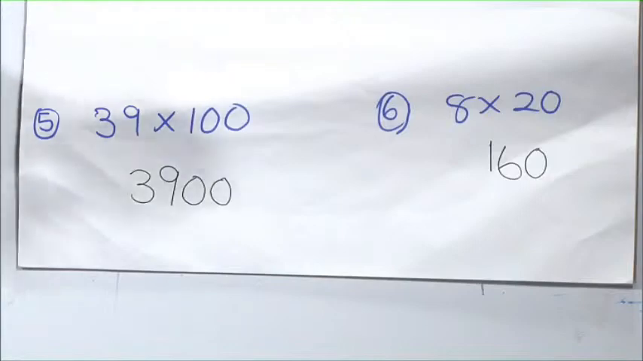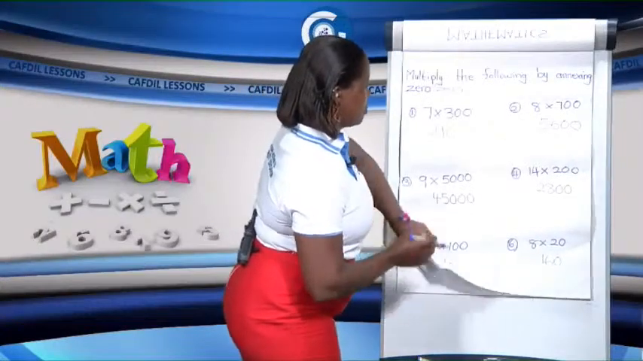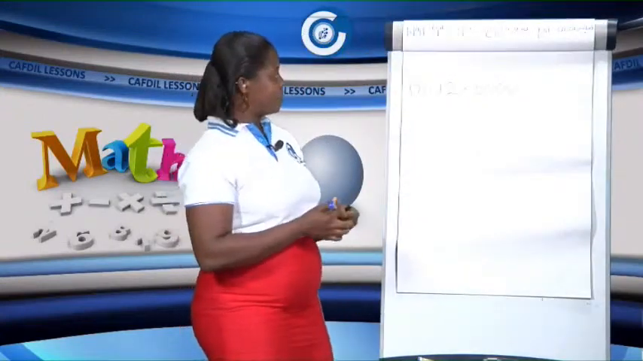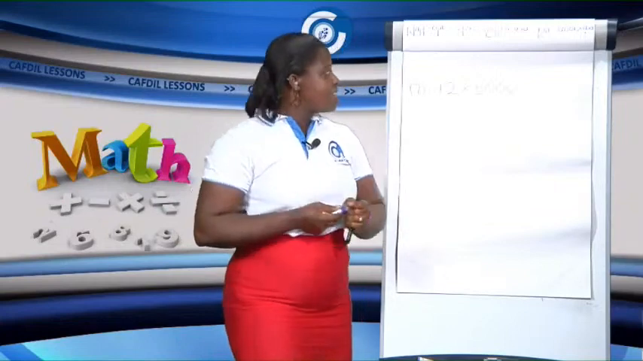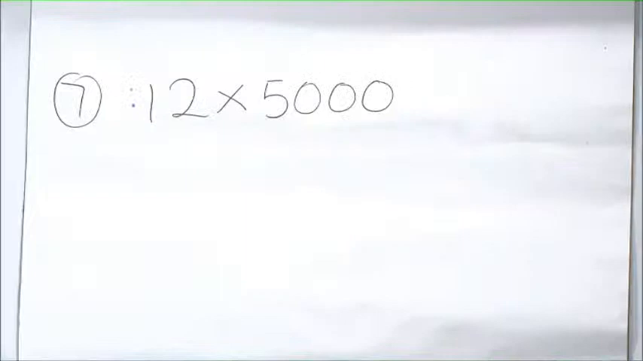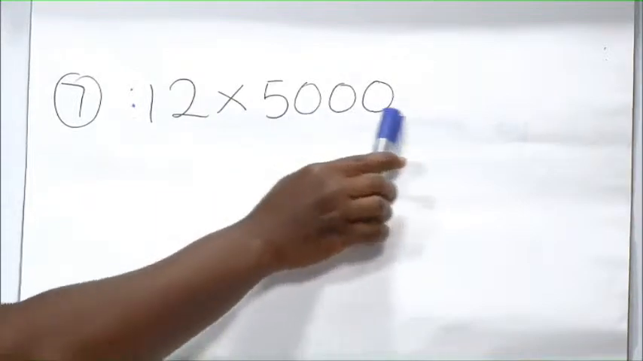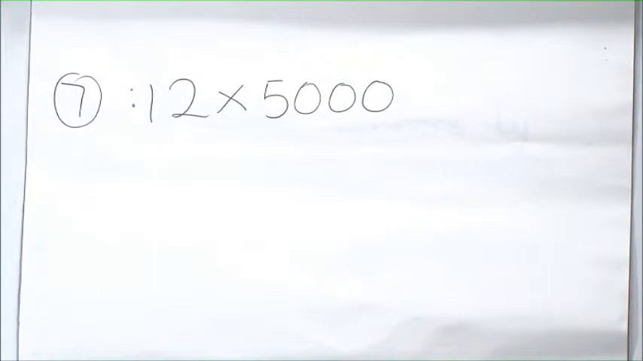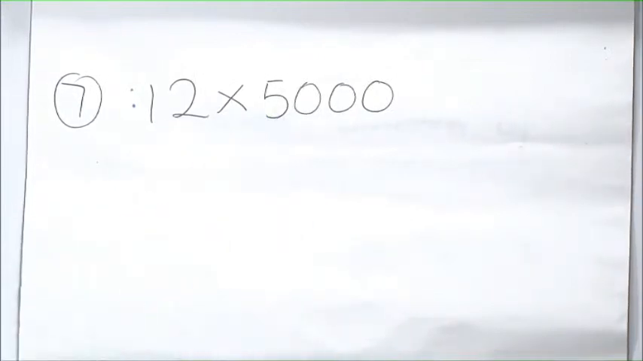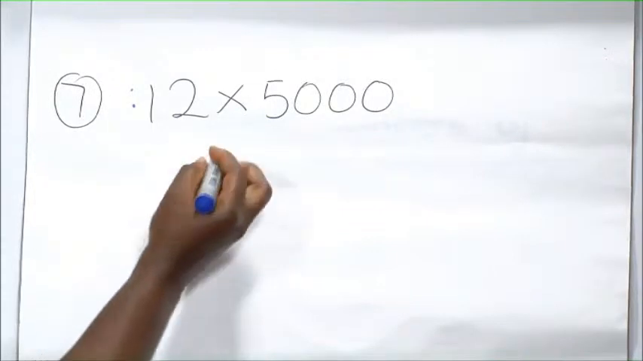Good. Let's work more examples. I have 12 times 5,000. Look at the number of zeros we have here. All right. Let's multiply 12 by 5. And 12 times 5 is 60.